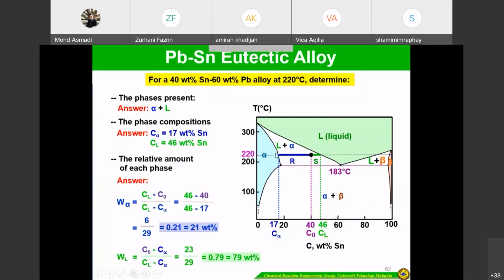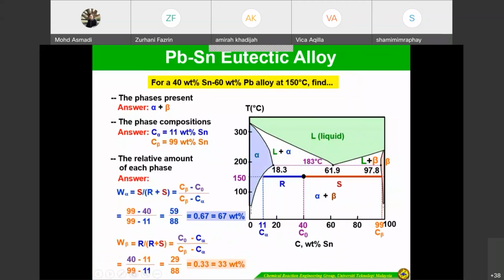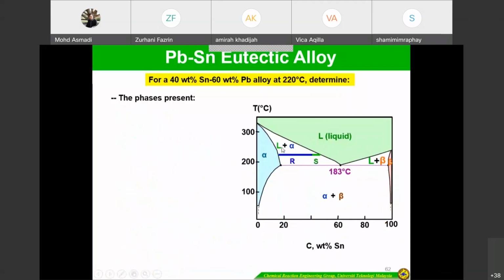So the phases are alpha and liquid. The previous one touched alpha and beta, in the phase region of alpha and beta, so it should be alpha and beta, not with the liquid. Just see the difference.